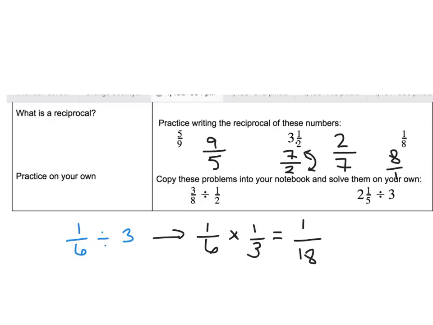All right, so now that you've seen me go over a few examples, I want you to take these 2 examples here, 3/8 divided by 1/2, and 2 1/5 divided by 3, and I want you to copy them into your notebook and see if you can solve them on your own.